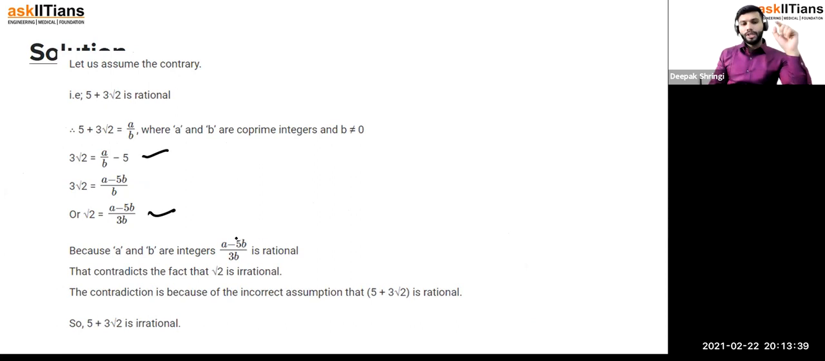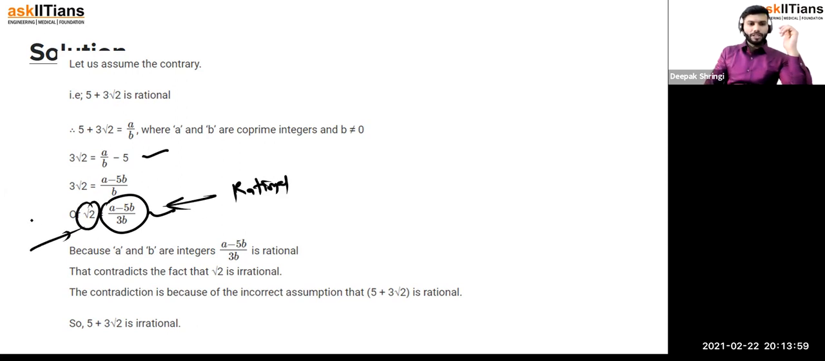अब देखो, अब समझना बात को. A is an integer, B is also an integer and they are co-prime as well. तो a minus 5b is also an integer and divided by 3b is also an integer, integer divided by integer. तो ये जो नंबर लिखा हुआ है ये रैशनल नंबर हो गया. बट रूट 2 इज इररेशनल.